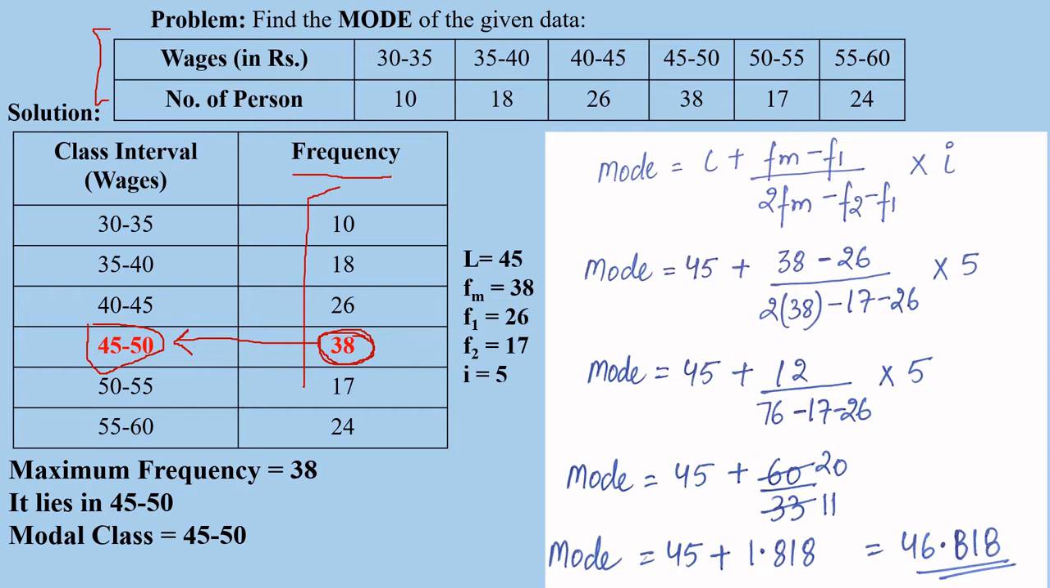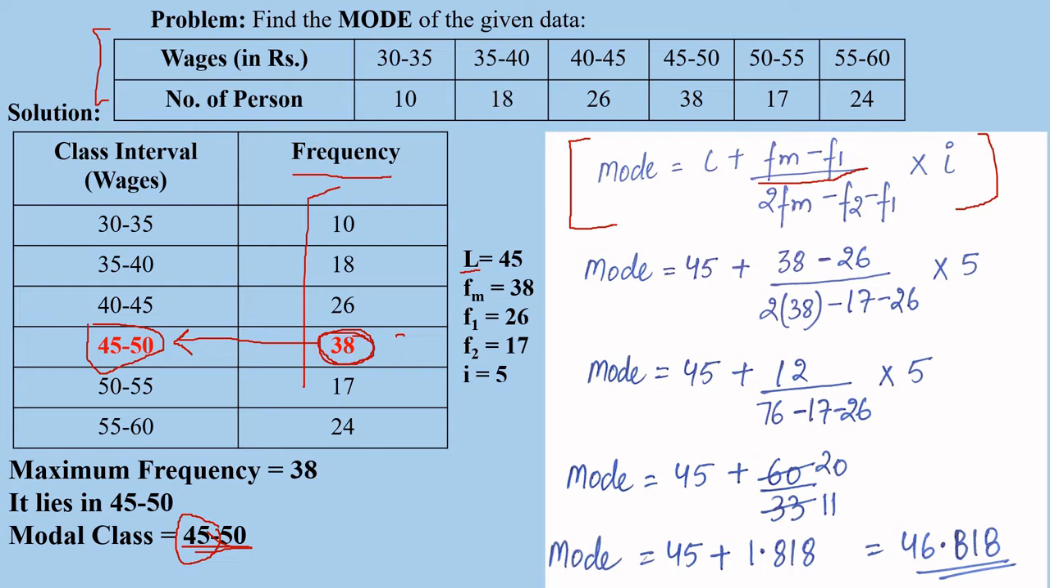The value of mode is calculated by using formula L plus (Fm minus F1) upon (2Fm minus F2 minus F1) into I. Now find the value of L. L is the lower limit of modal class. Modal class is 45 to 50 and the lower limit of this class interval is 45. So the value of L is 45.